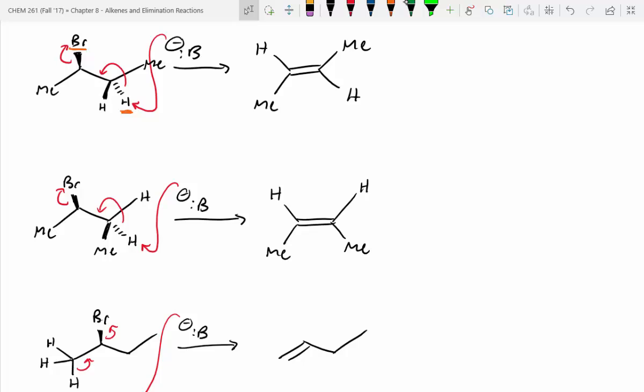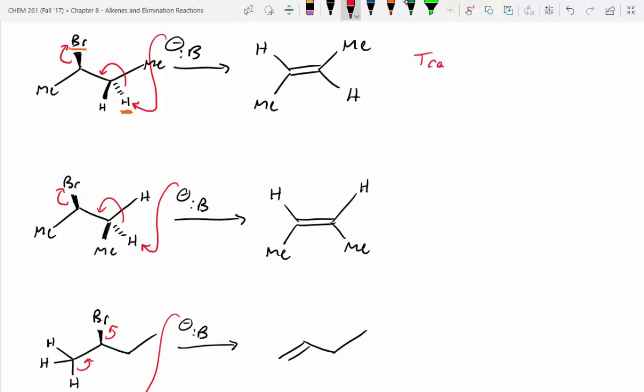Top one's most stable? Why do you think the top one's the most stable? Methyl groups are facing away from each other. So is it mono, di, tri, tetra substituted? How would we classify the top alkene? How many carbon groups are coming off the alkene? 2. We've got 2 methyl groups, right? So that would be di substituted. The middle one there is also di substituted, right? But which one's more stable out of the top 2? Top one, because it's trans.